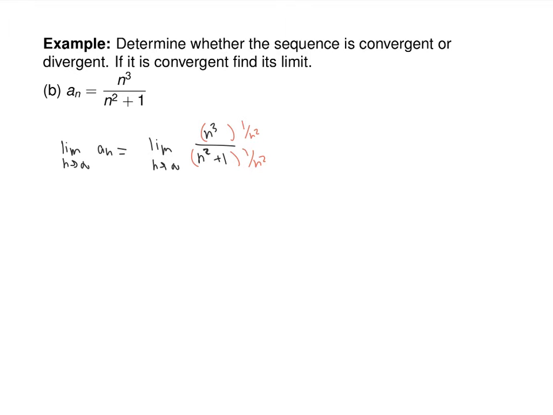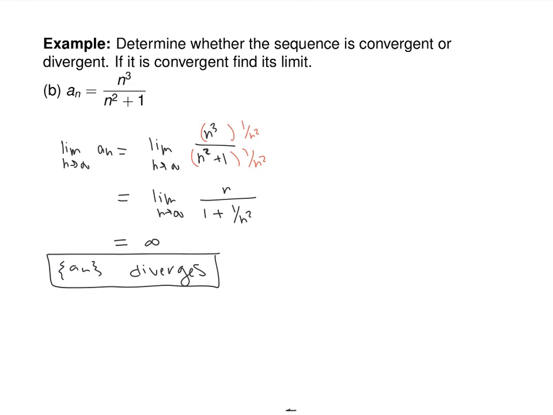When you do this, you get the limit as n goes to infinity of n over 1 plus 1 over n squared. And that numerator is going to infinity, the denominator is going to 1, so this thing is going to infinity. And in that case, your sequence diverges. So one way a sequence can diverge is it can blow up by going to positive infinity or negative infinity.